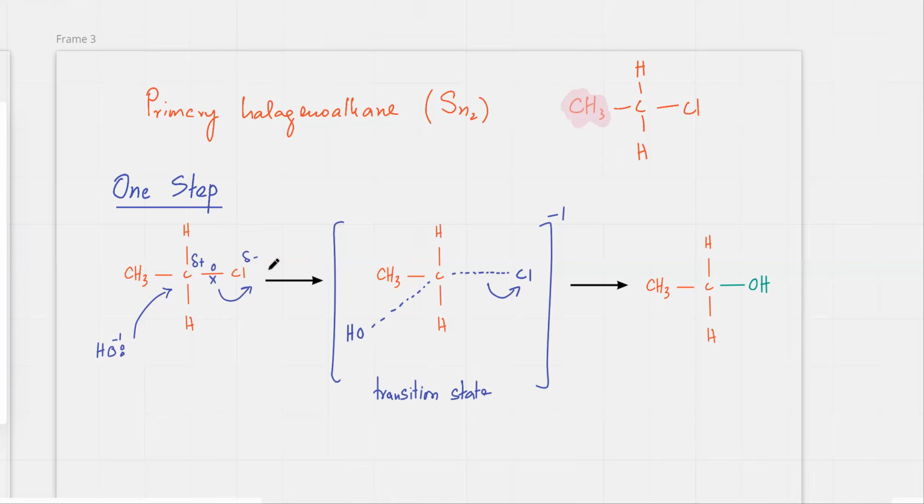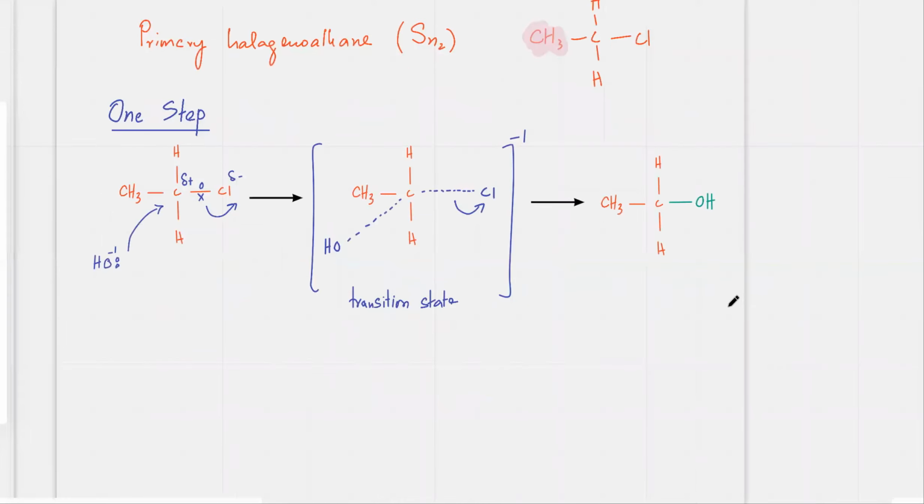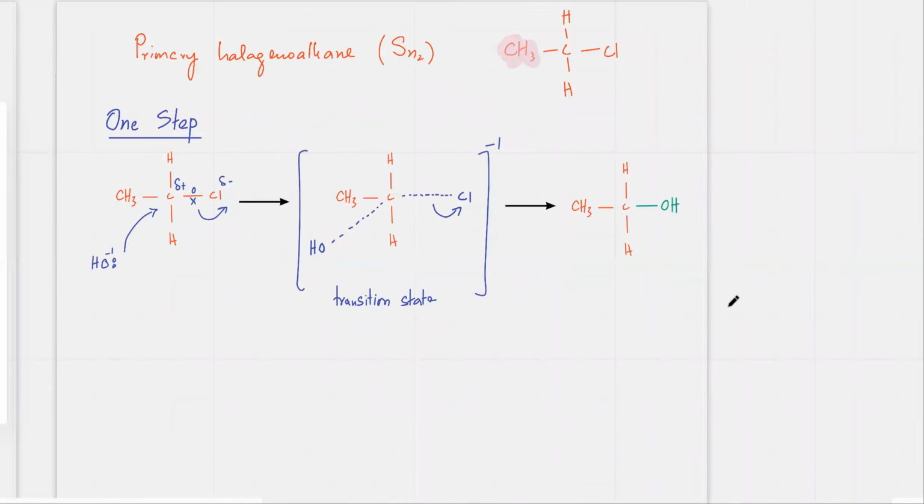The OH comes in and the Cl gets knocked out. So this just shows the OH coming in and the Cl getting knocked out. That's it. So in the reaction, you don't actually see this thing getting formed. It's either this or this. Okay. So is the mechanism clear? Yeah. Okay, that's the mechanism for primary halogenoalkanes.